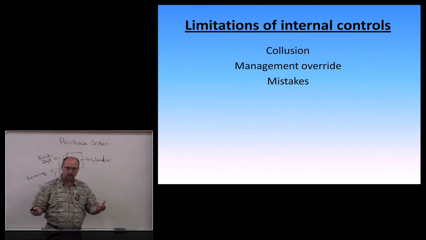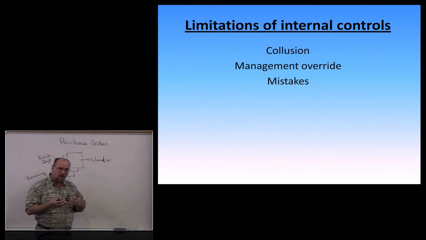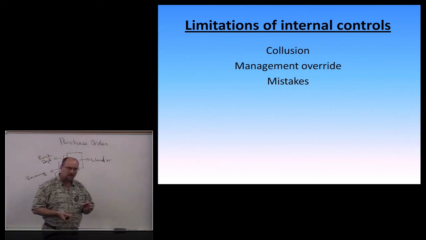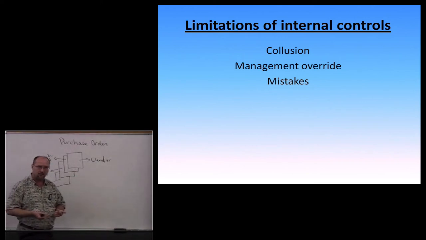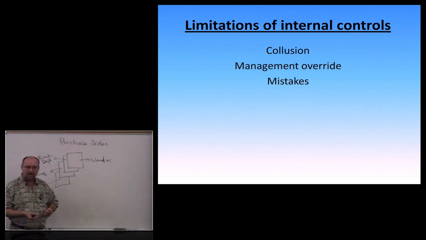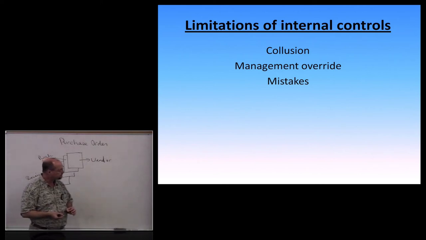We call that collusion: when two people work together to undermine or bypass internal controls. You can't stop collusion from happening. You can make it difficult for them to be successful. You can make the penalty for getting caught severe, losing your job, criminal prosecution, etc., but you can't stop people from trying. So collusion is a limitation of any internal control structure.